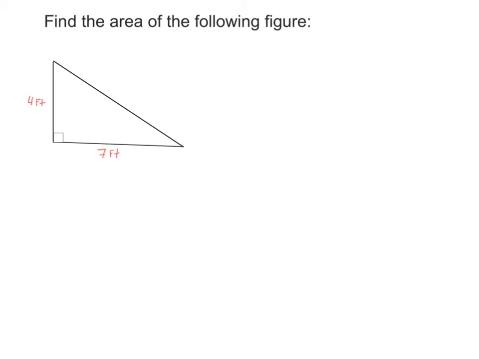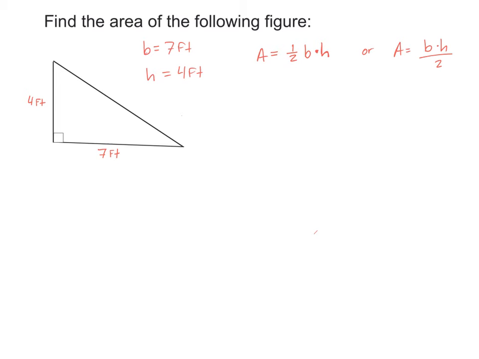Now we need to find the area, and this shape is a triangle. So the formula for the area of a triangle is A equals 1/2 base times height, or you can write it also as A equals base times height divided by 2. Okay, we were able to derive that formula yesterday. Now our base is 7, so base equals 7 feet. And our height equals 4 feet.